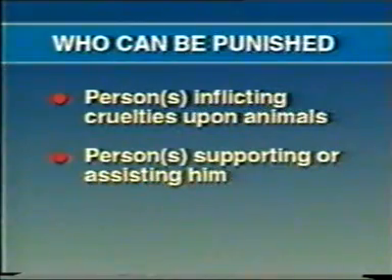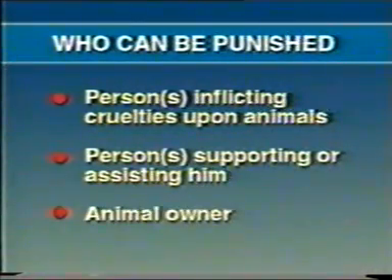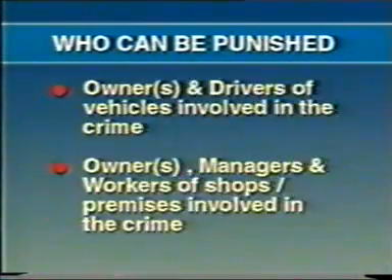Those who can be punished under Section 11 include the person inflicting cruelties upon animals, persons supporting or assisting him, the animal owner, and owners of the vehicles, shops and premises involved in the crime.